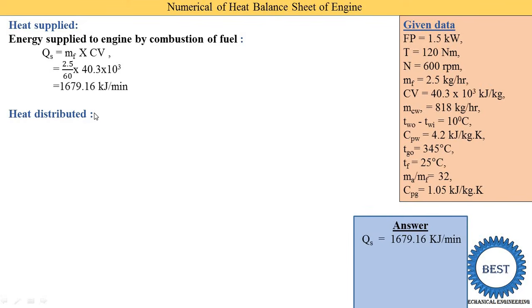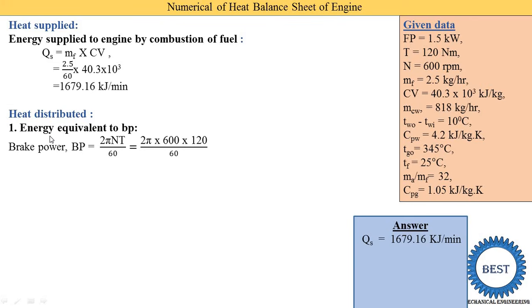Now after this we find out the heat distribution. So first is energy equivalent to brake power. Brake power means power available at the output shaft or crankshaft. It is known as the brake power. For brake power a dynamometer is used, and the equation is 2 pi NT by 60. So here 2 pi, and what is N given? It is 600 rpm.